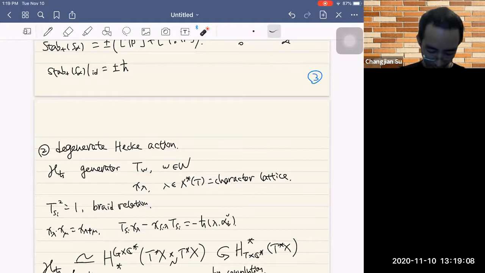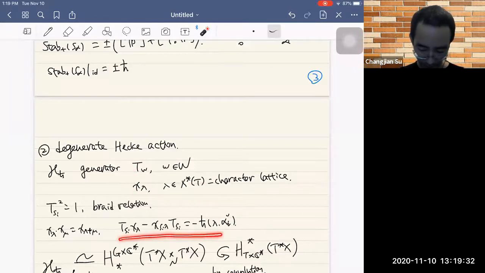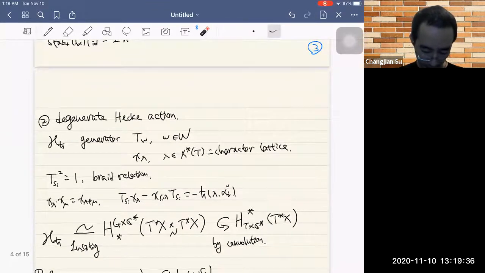And the relations are as follows. This T_w just satisfies the usual relations in the Weyl group, so the square equals the identity, and also the braid relation. And the subalgebra generated by the x_lambdas is isomorphic to the equivariant cohomology of a point. And the commutation relation between these two is given by this relation. So this is the degenerate Hecke algebra.